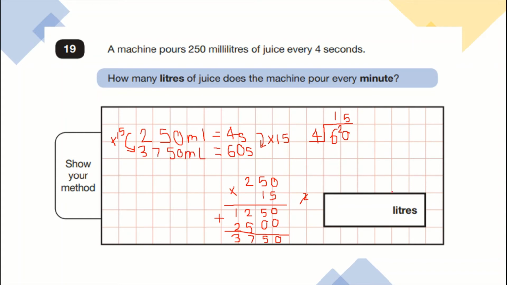But we want our answer in litres. To find out what it is in litres, we need to divide our number by 1,000. So if we move the decimal place 3 points, so our decimal point would have been here, 1, 2, 3. So our answer is 3.75.